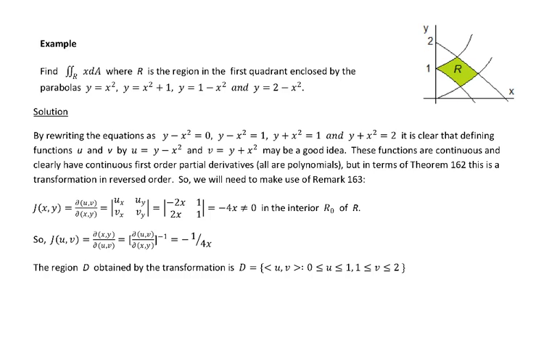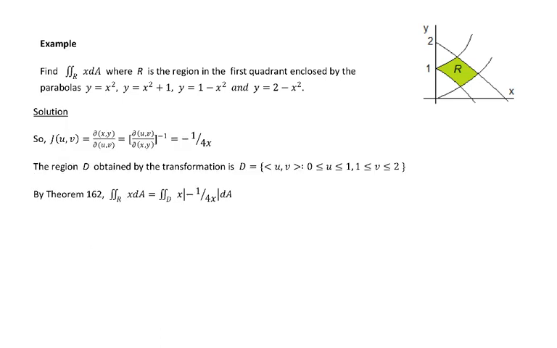It is clear that the curves that bound the region D are given by u equals 0, u equals 1, v equals 1, and v equals 2. So the region D is the set of all points (u, v) such that u is between 0 and 1, and v is between 1 and 2.